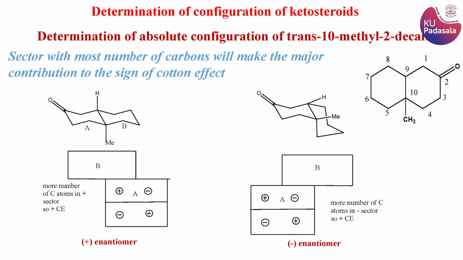Now, let us come to the next sector rule, that is the axial haloketone rule, which again can be considered as an octant rule. So, before going to the axial haloketone rule, let me just explain to you about this type of alpha haloketones. So, here we are talking about alpha haloketones.